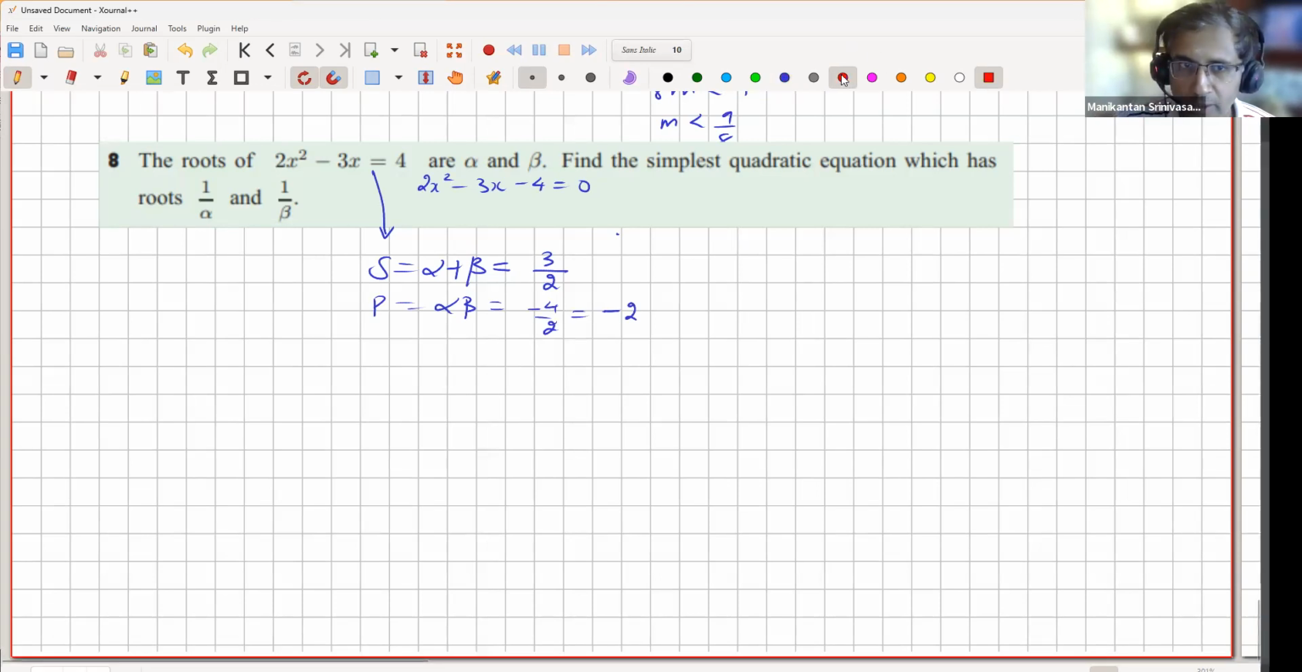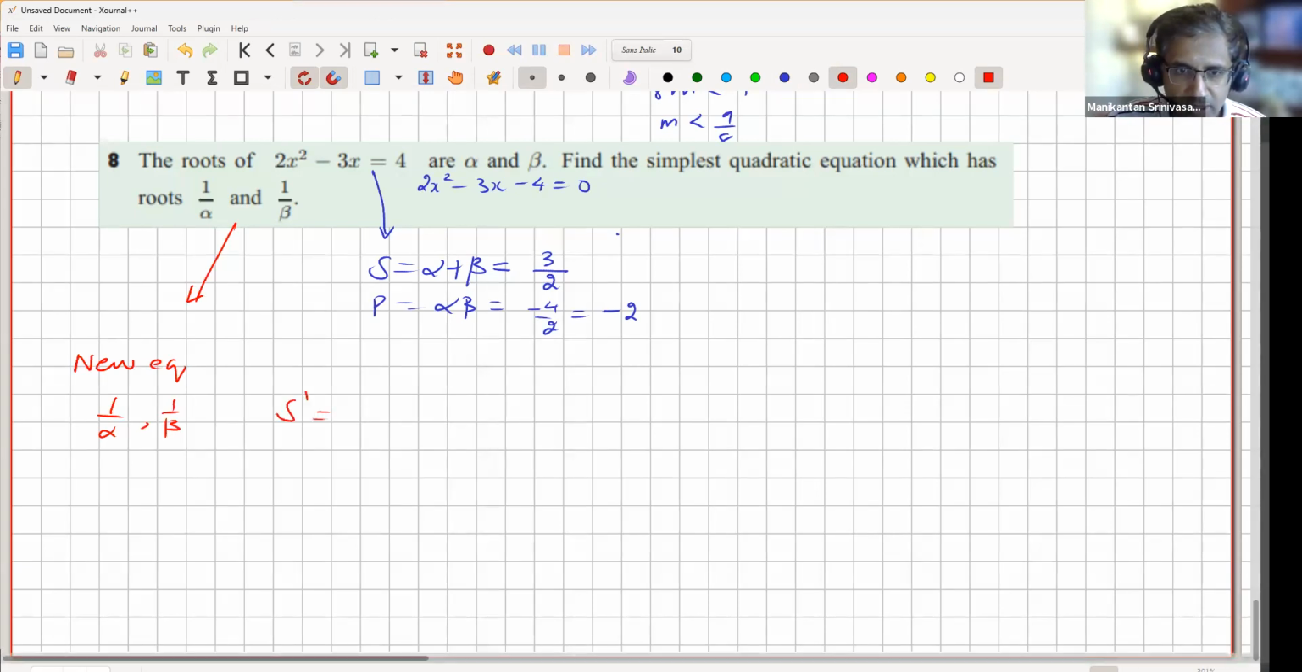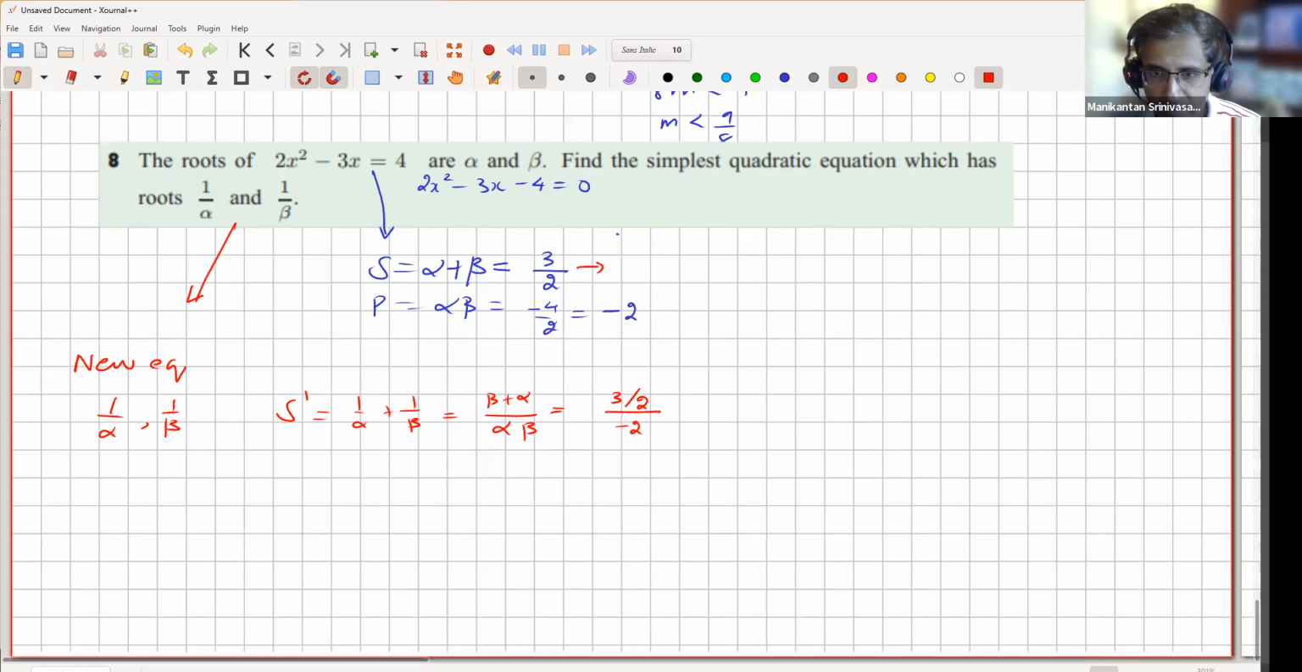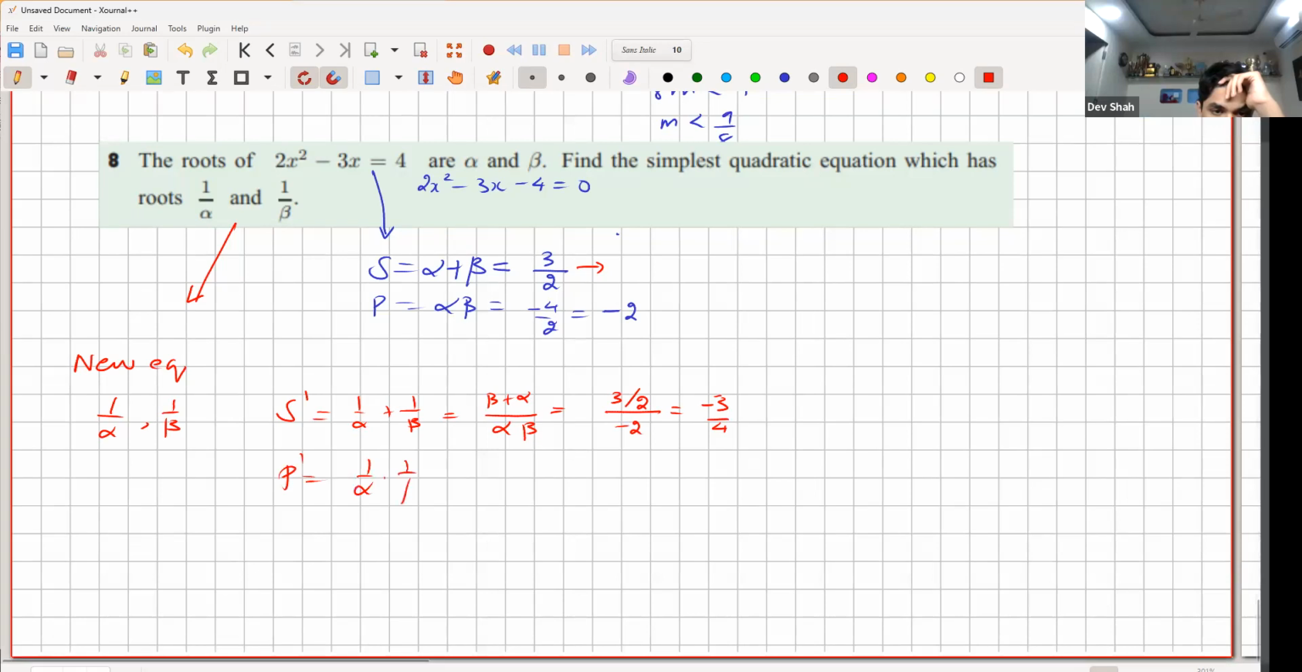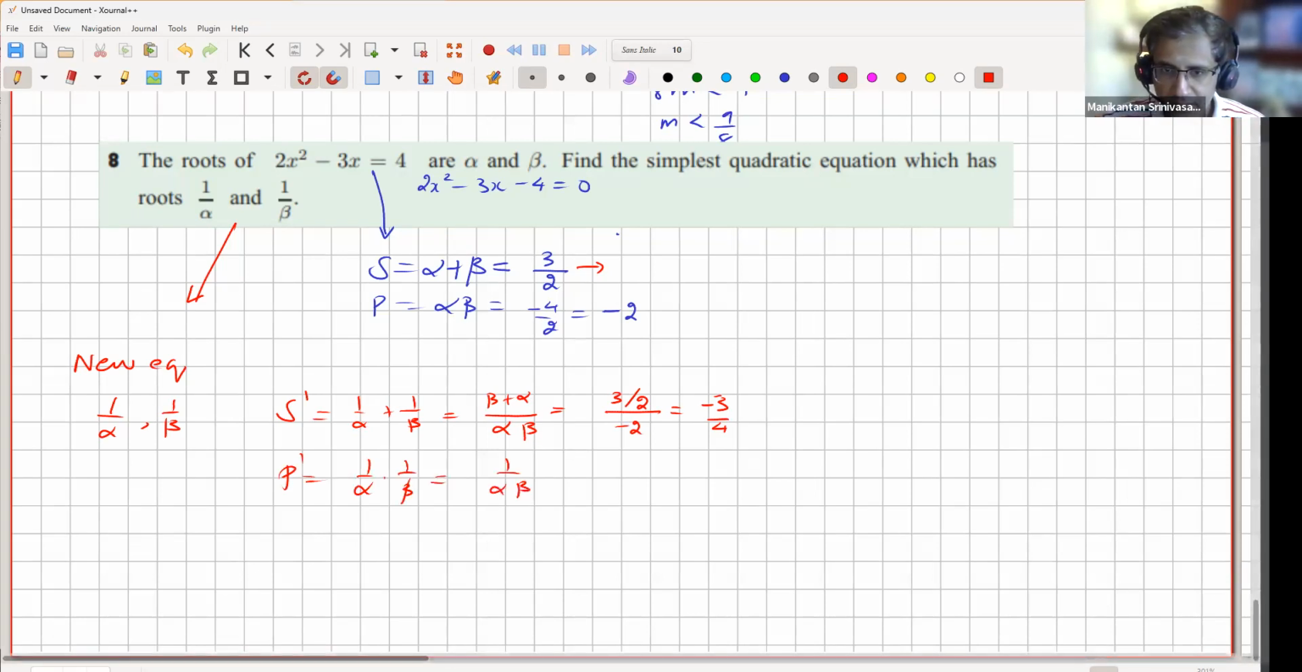Now you're searching for a new equation. I'll do that in red. So the new equation has roots 1 by alpha and 1 by beta. The new sum, let me put it as S dash, is 1 by alpha plus 1 by beta, which, taking common denominator alpha beta, is beta plus alpha over alpha beta. We know alpha plus beta is 3 by 2 from the previous step, and alpha beta is minus 2. Therefore, the new sum is minus 3 by 4. You're with me, Dev? Yeah. And the new product is 1 by alpha into 1 by beta, which is 1 by alpha beta, which is 1 by minus 2, or minus 1 by 2.